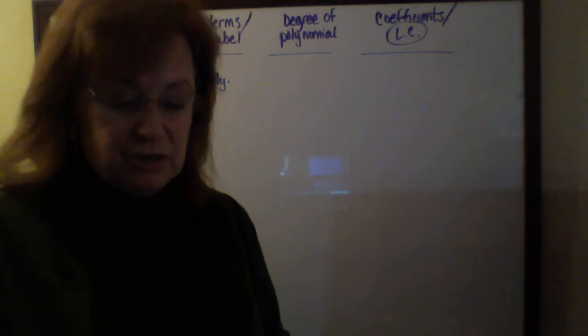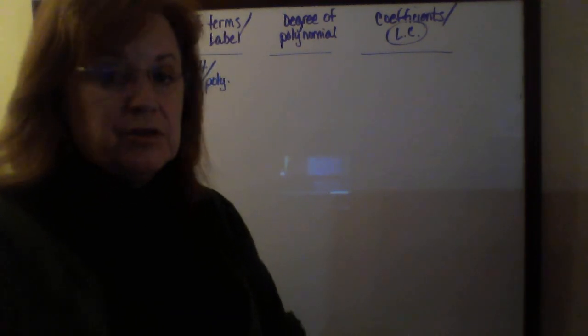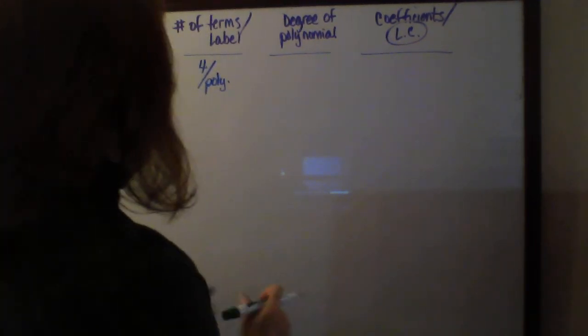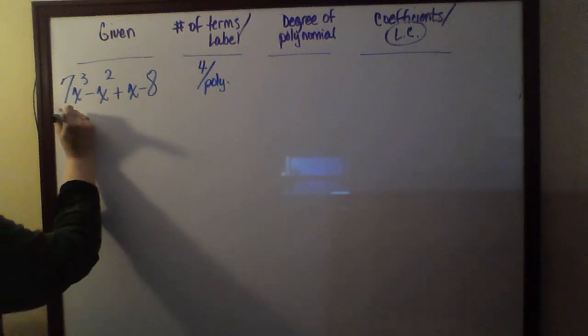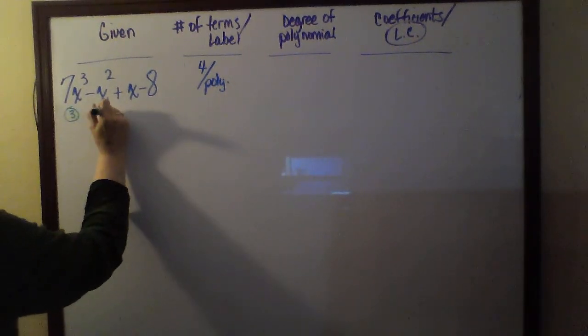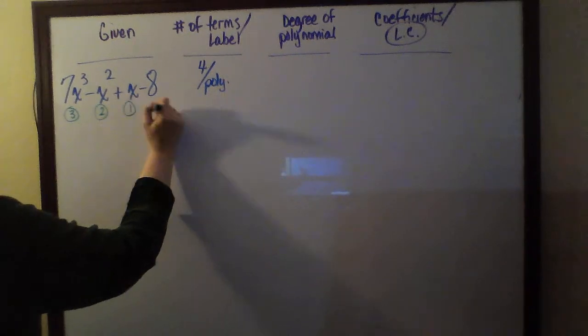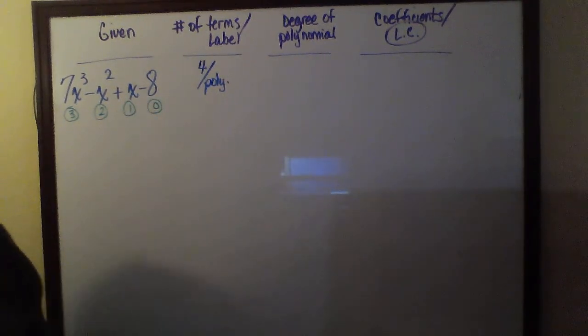And below each of the terms, I'm going to put in a circle the degree. So the degree of this term is 3. The degree of this term is 2. The degree of this one is 1. And guess what? This one is 0.